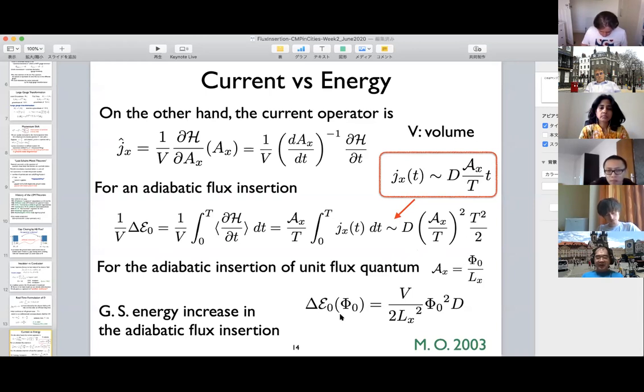So the energy increase during the adiabatic flux insertion, delta E, is proportional to the Drude weight, and the proportionality constant is given by volume over Lx, the system size in x direction squared, times this flux squared.